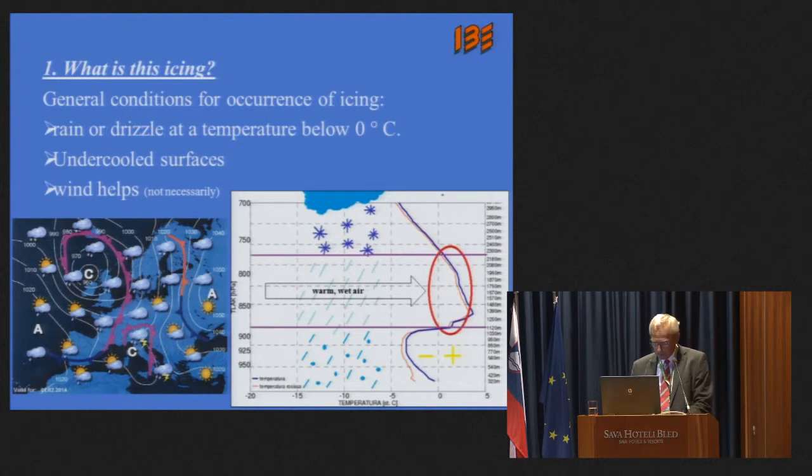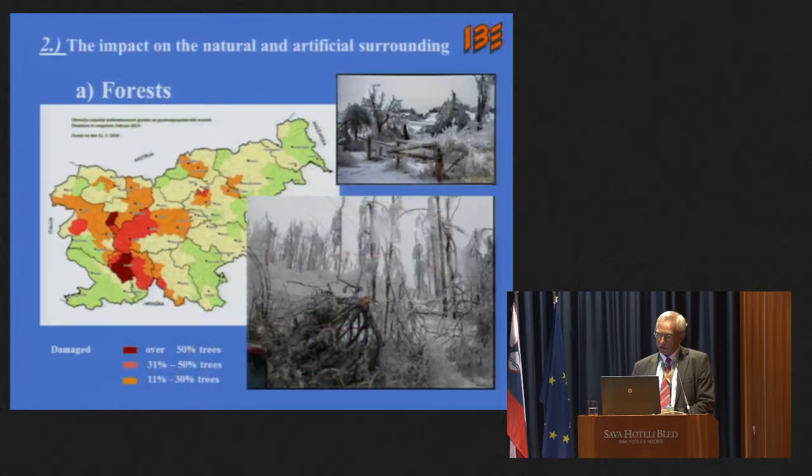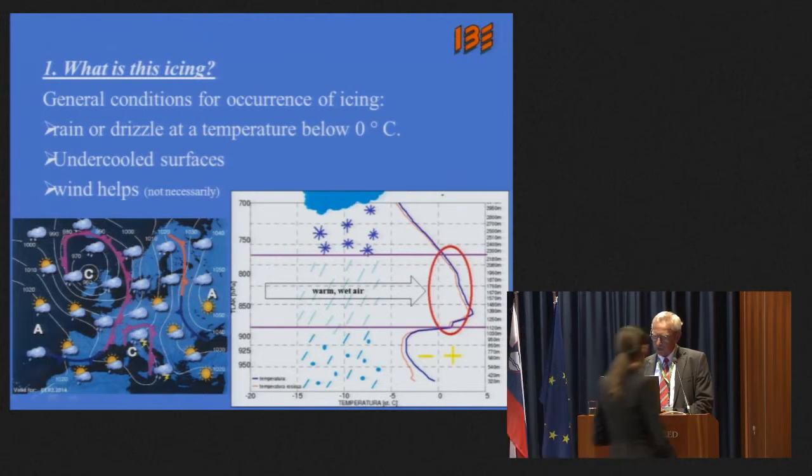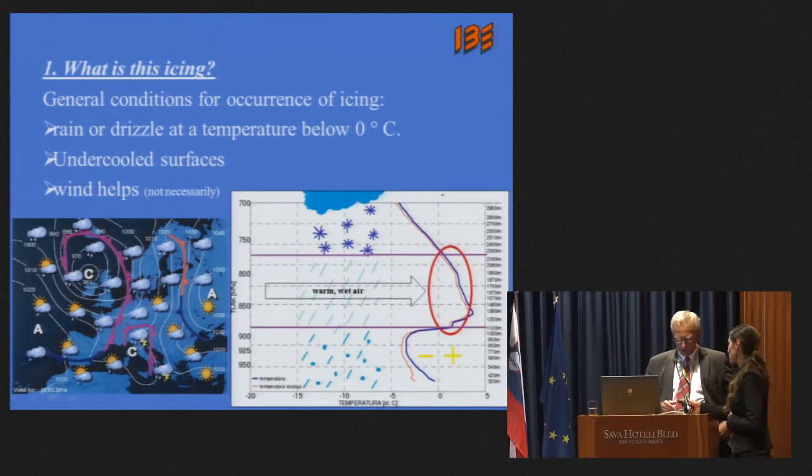Here on this map you can see the area of Slovenia. We are influenced by the Mediterranean front, which brings us warm air in the case of winter conditions. So, in that case, you can see here the temperature cross section through the height. The warm air.